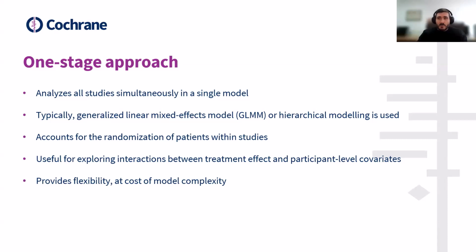In general, the one-stage approach is highly flexible, and this allows us to handle a wider range of situations. For example, we can more easily model other types of outcomes, such as longitudinal outcomes, where each patient has multiple repeated measurements, or we can deal more effectively with rare events by using more sophisticated models. However, this flexibility comes at the cost of greater model complexity. These models can be more challenging to specify, more challenging to fit, and they often require more statistical expertise and computational resources.